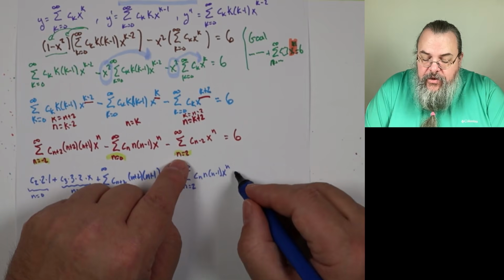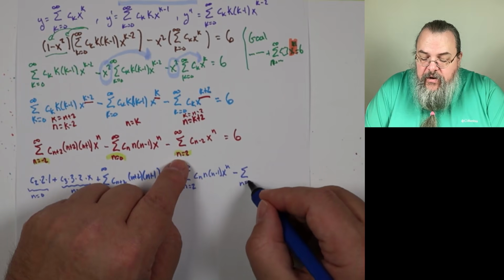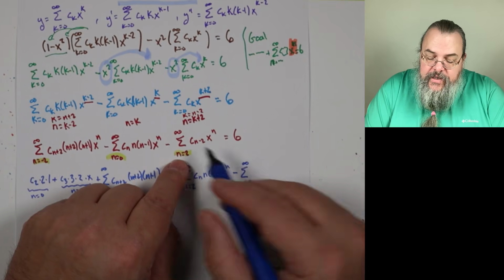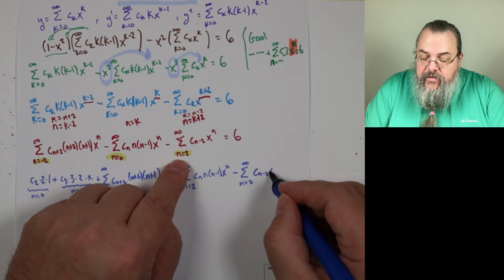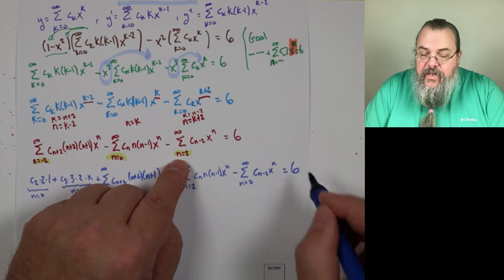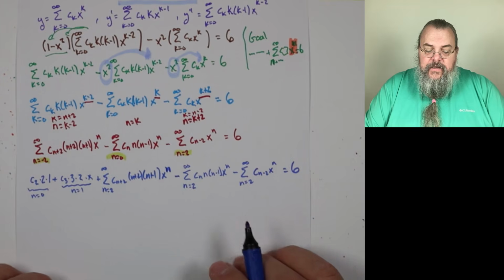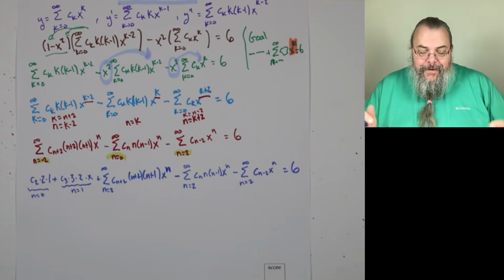And here we don't have to do any reindexing. Sorry, not reindexing, we don't have to do any pulling off. It's already at the right start. And we still have our 6 on the other side. And so we're ready, right?